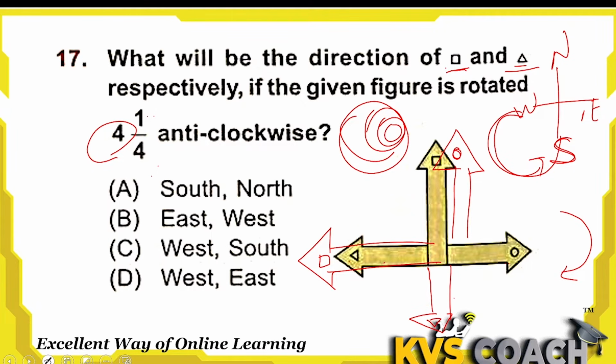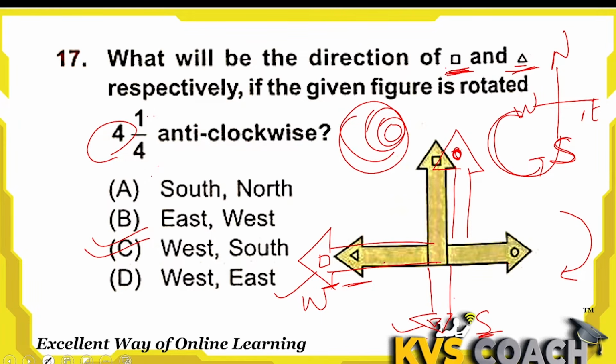So where is the square direction? The square direction is now here. So the square is in the west direction and the triangle is in the south direction. So west and south. Okay, but first they are asking about the square, so the square is in the west direction and the triangle is in the south direction. In the north direction there is a circle, not the square and triangle. So we will take west and south. So C is the right answer here.